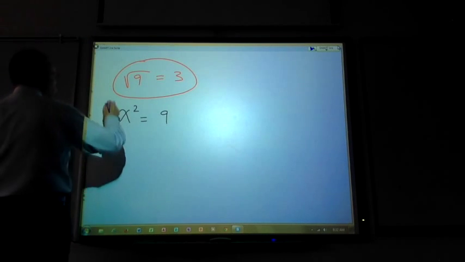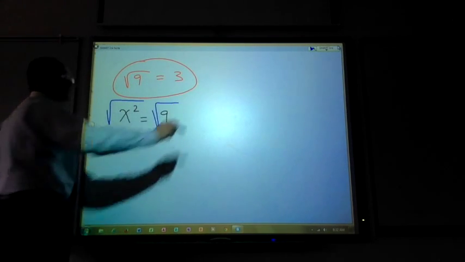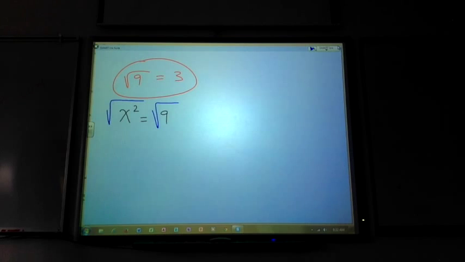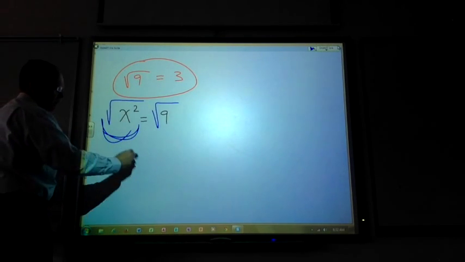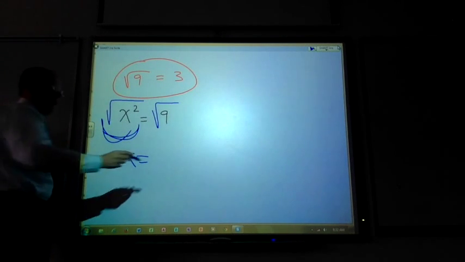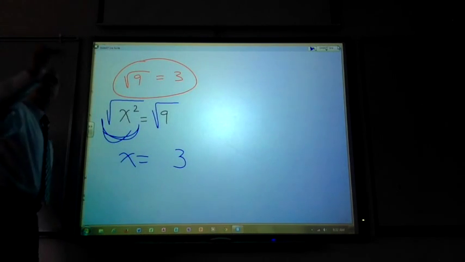You square root. So square root both sides. Okay, so watch it. Eyes up here. So I'm going to take the square root of both sides. Do you agree? Yes. So the square root of x squared gives me just x. And the square root of 9 is indeed 3.